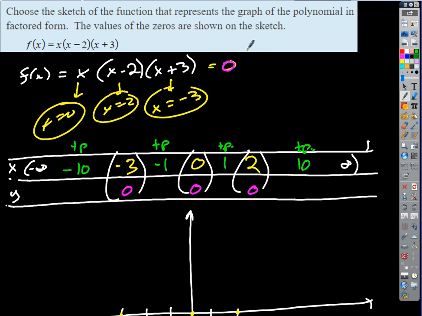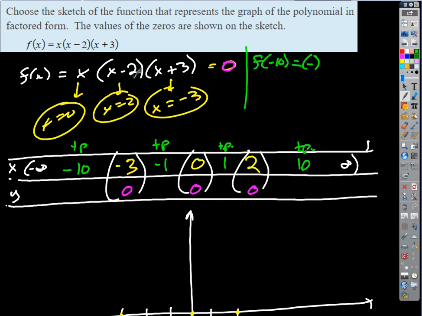So what if we want to do something like f of -10? All we've got to do is look at each of these three factors and determine are they positive or negative, because I've got a product of factors. And by knowing the signs of the factors, we can know the overall sign of the function. So at -10, what's the sign of that factor? Positive or negative? Negative. So I'm going to get a negative times, how about there?